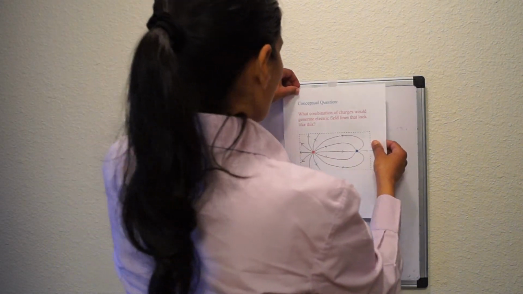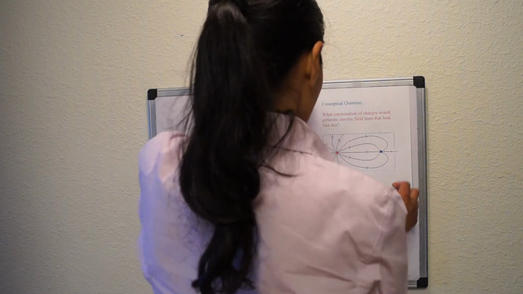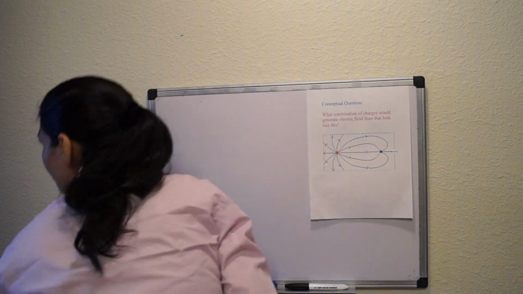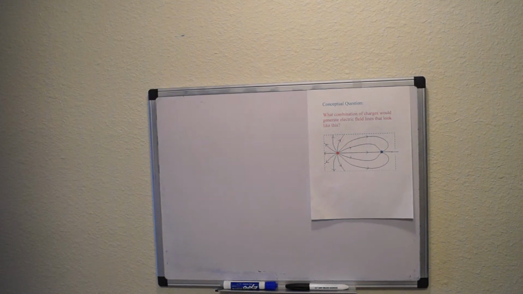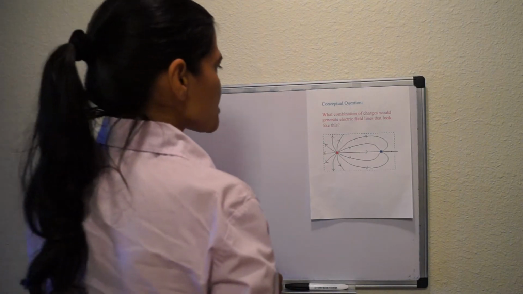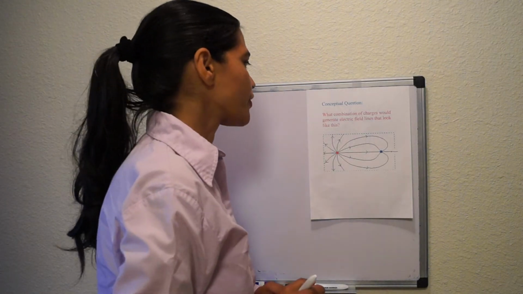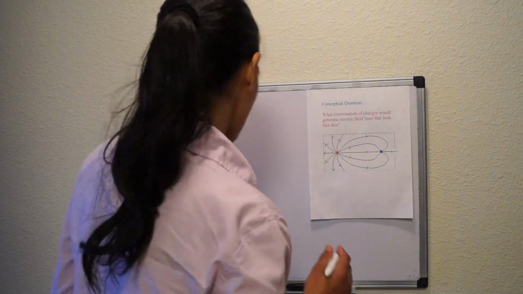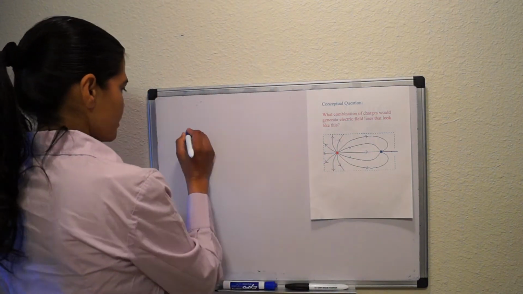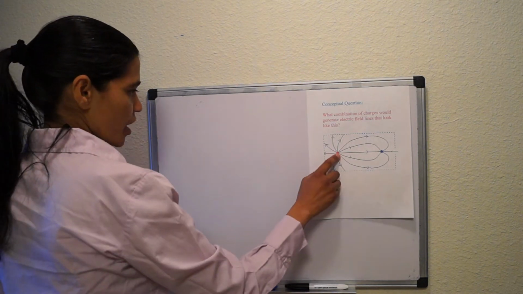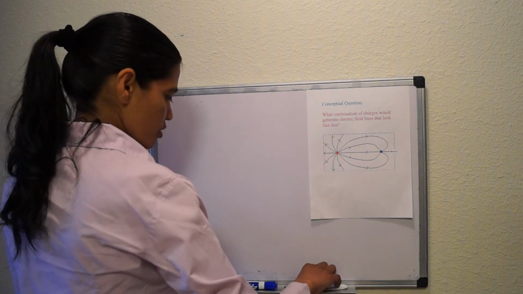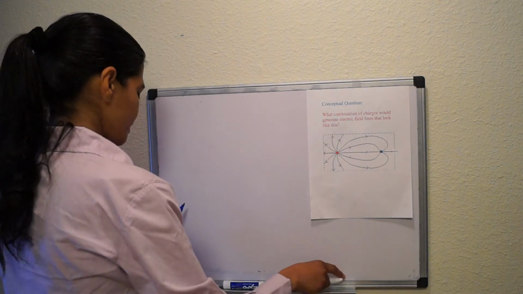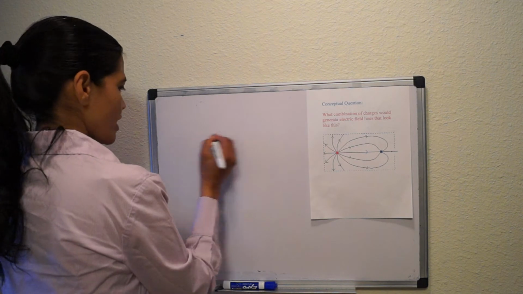Okay guys, so here is a question. I may have to draw this. What combination of charges would generate electric field lines that look like this? Okay, so the line is like this. Let me try to draw it here. This red and blue charge combination, but it doesn't matter which color is which. I'm going to draw this red as black here.